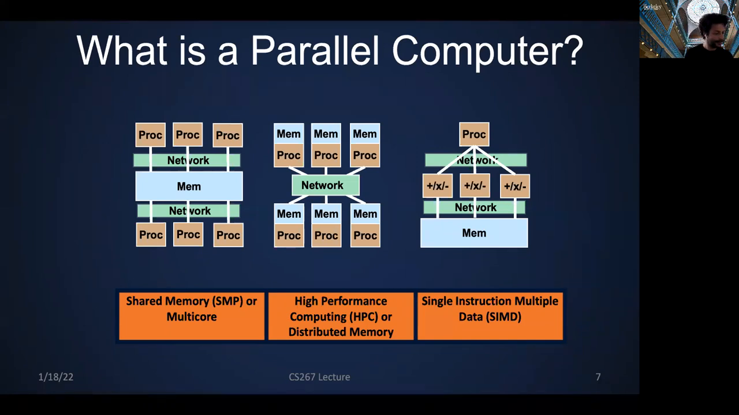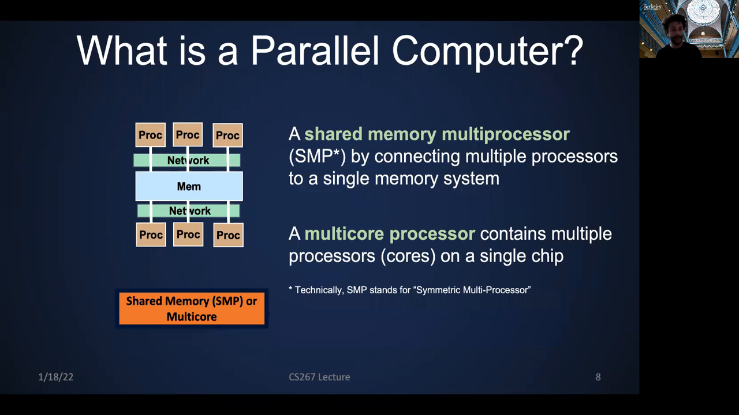So these are 3 broad classes of computers. On the left, you see shared memory machines. In the middle, there will be distributed memory machines. And on the right will be single instruction, multiple data, SIMD machines. Let's dive into them.